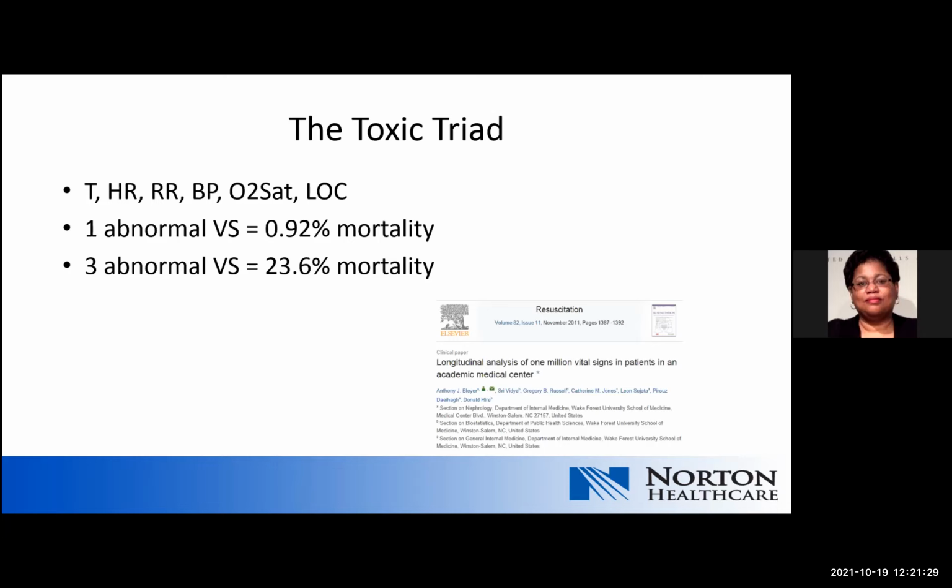It can be easy to fall into that task-oriented mantra of, okay, I do my vitals at 8 o'clock and I do my vitals at 11 o'clock or noon, and so forth and so on.